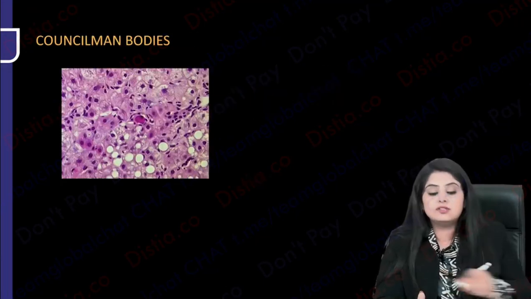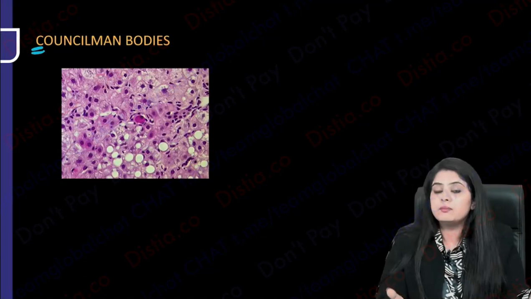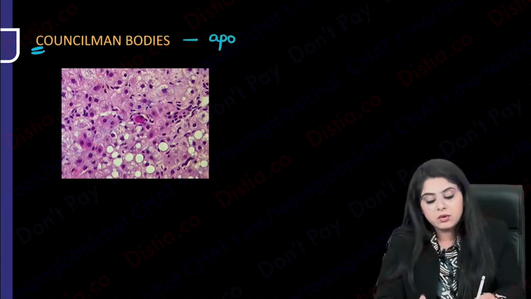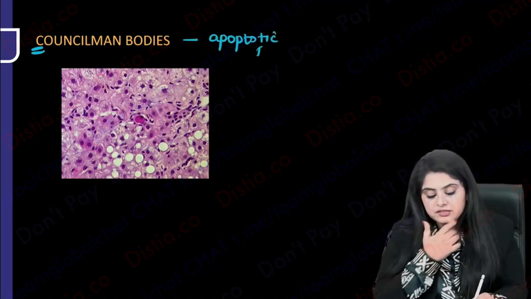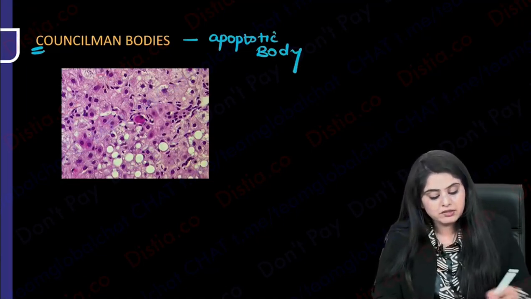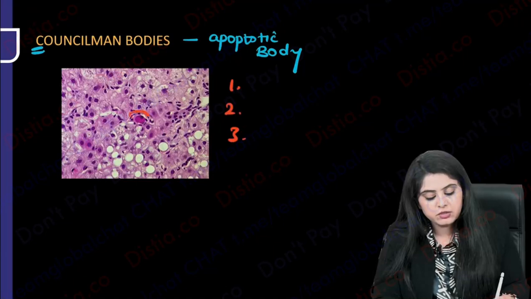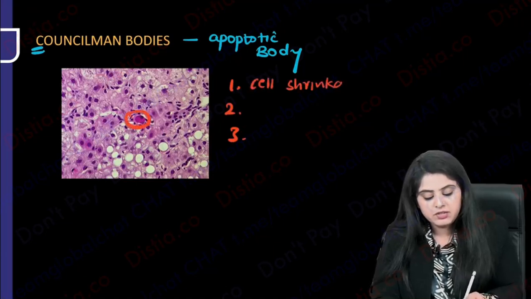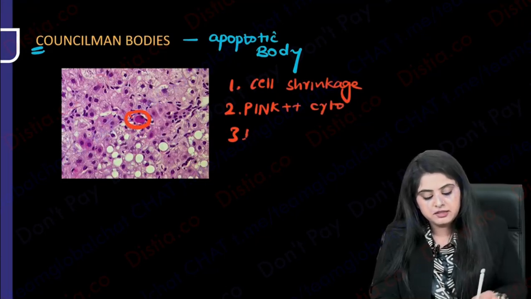So these are the Councilman bodies. You have seen this before in pathology also. Councilman bodies are nothing but apoptotic bodies. And how are they going to look? What are the three features of apoptotic bodies? The cell is small, there is cellular shrinkage that you see. When you look at the cytoplasm, there is very, very pink cytoplasm. And if you look at the nucleus, there is a very, very blue nucleus that you will find.